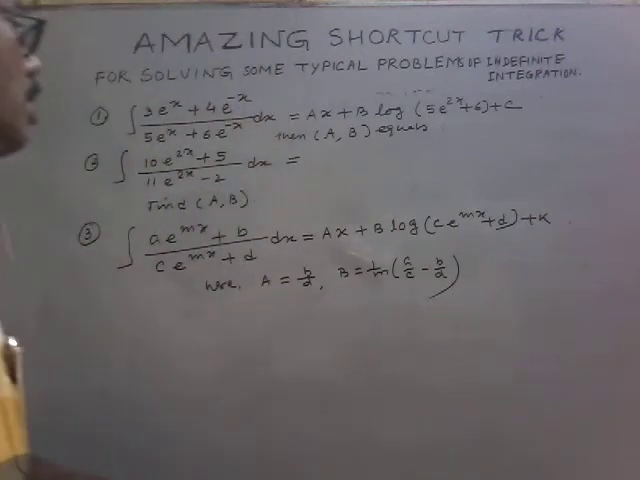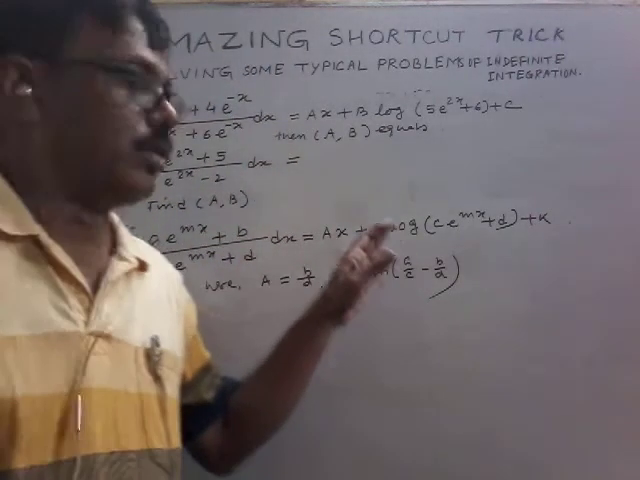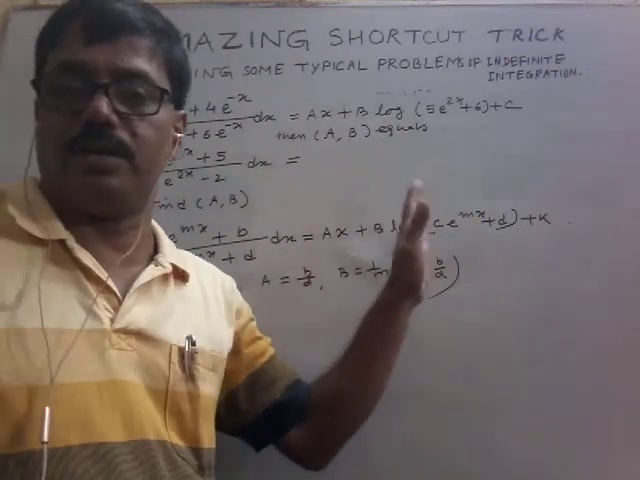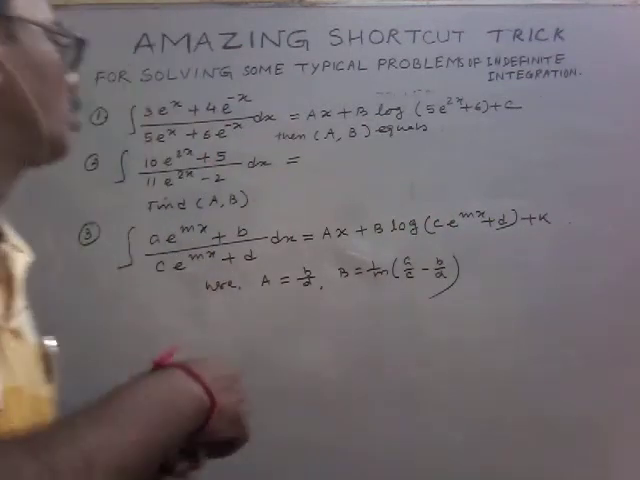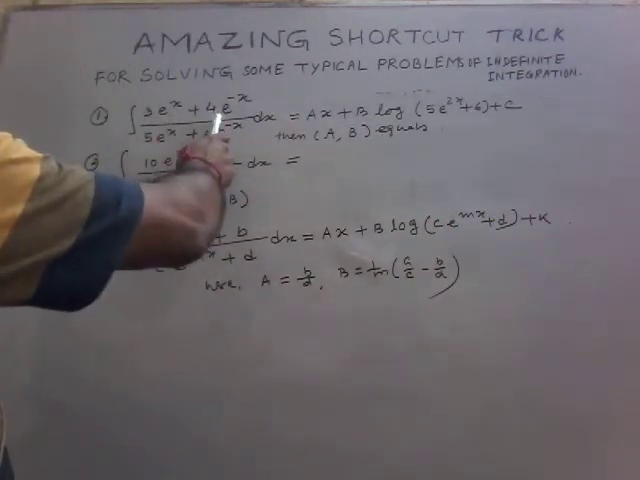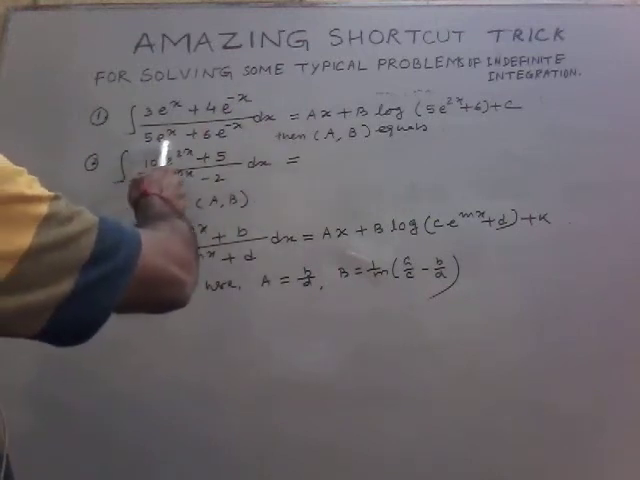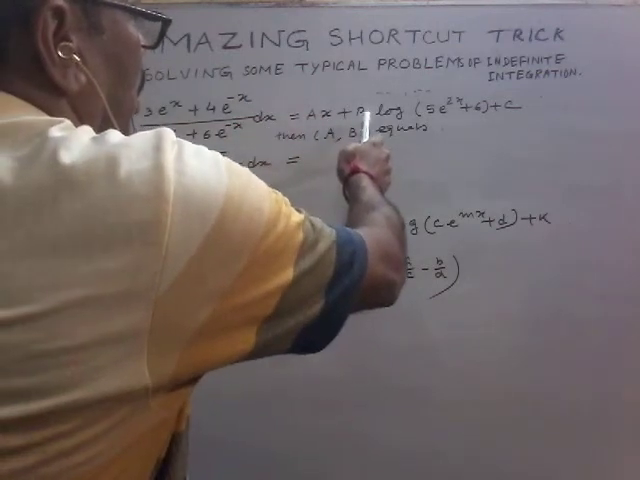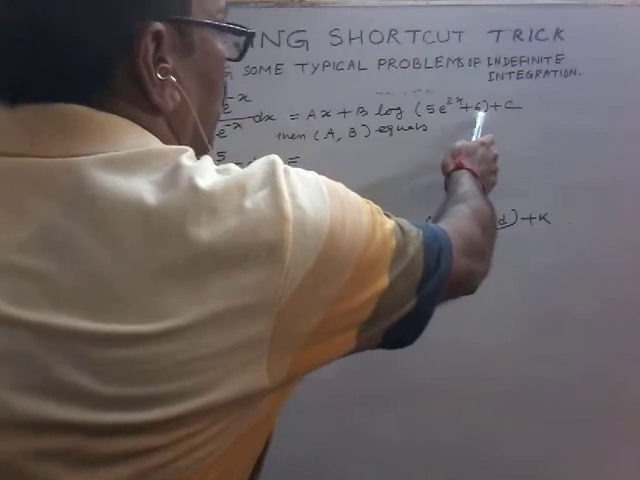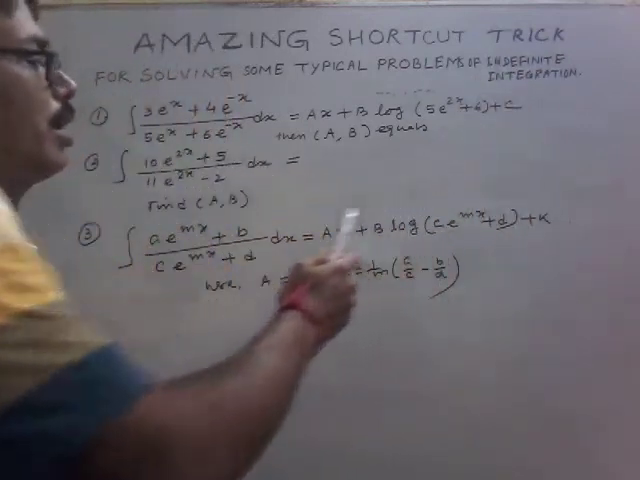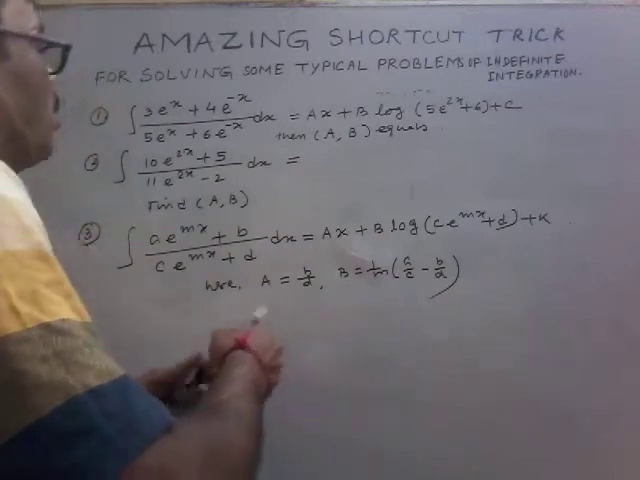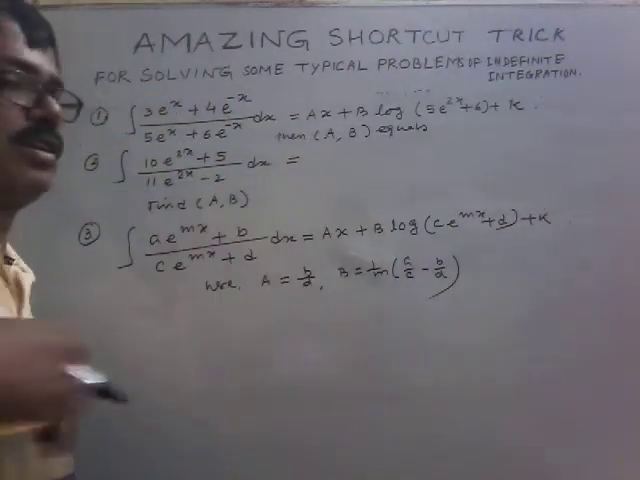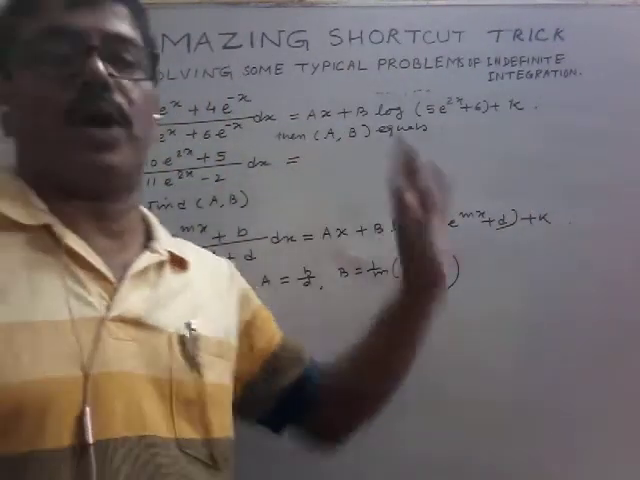Now we consider these well-known problems of JEE Main and IIT also. Look, the integral of (3e^x + 4e^(-x))/(5e^x + 6e^(-x)) dx equals ax + b log(5e^(2x) + 6) + c. Here c is the integration constant. We take this as k because c is already used as the integration constant. Then we have to find a and b.